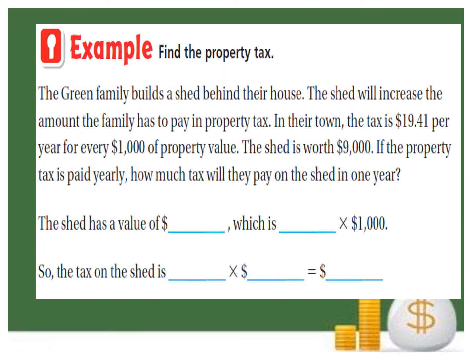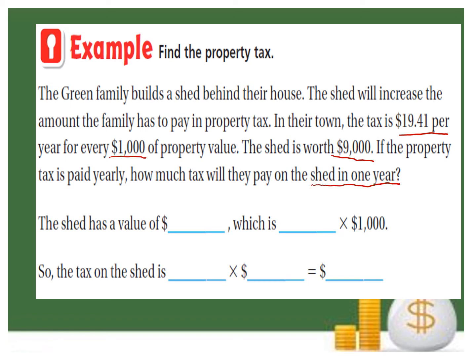So the Green family builds a shed behind their house. The shed will increase the amount the family has to pay in property tax. If in their town, the tax is $19.41 per year for every $1,000 of property value. The shed is worth $9,000. If the property tax is paid yearly, how much tax will they pay on the shed in 1 year?